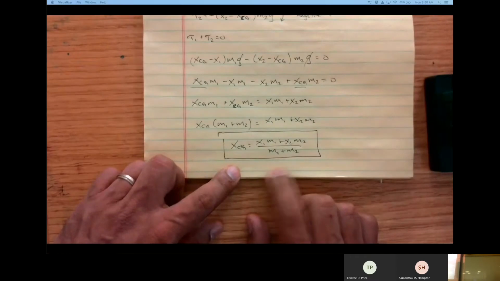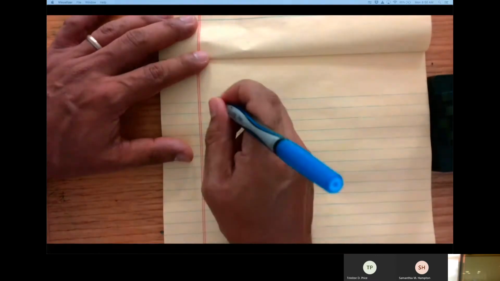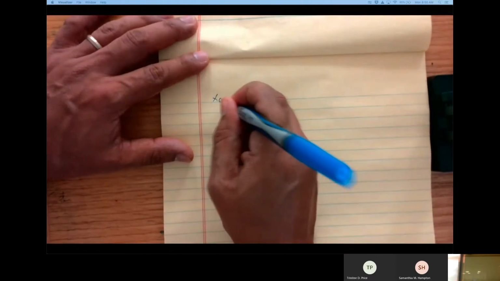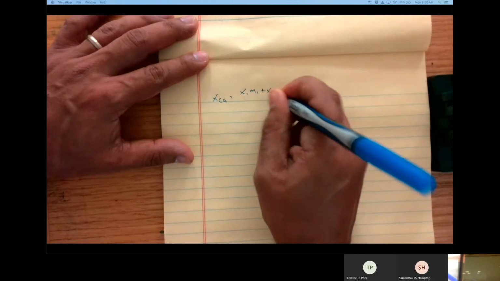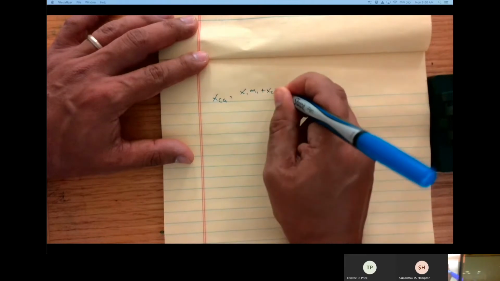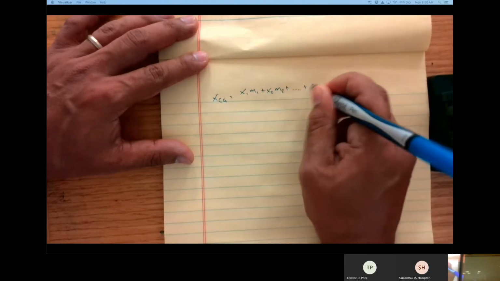And actually, if you have an n number of masses, then the way you calculate the center of gravity is by using this equation: x1 m1 plus x2 m2 plus ... xn mn.